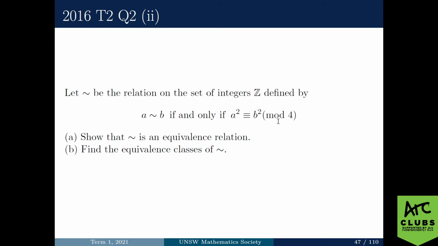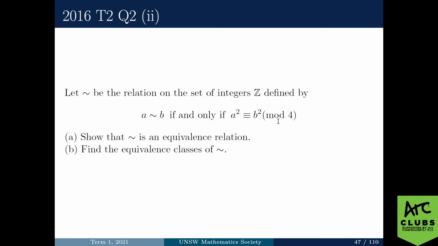Yeah. Okay, so now let's do another question, which is from a different part of chapter 2. Let tilde be the relation on the set of integers Z defined by a is related to b if and only if a squared is equivalent to b squared in modulo 4. So first we need to prove that tilde is an equivalence relation, and then we need to find the equivalence classes of tilde. Okay, so can someone tell me what things we need to prove in order to prove that this relation is an equivalence relation?